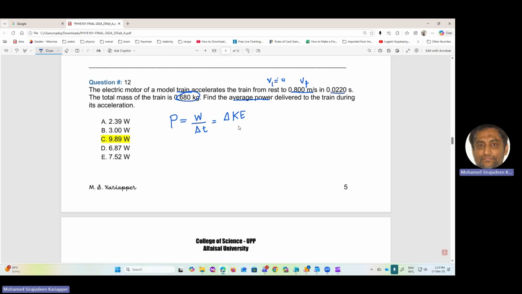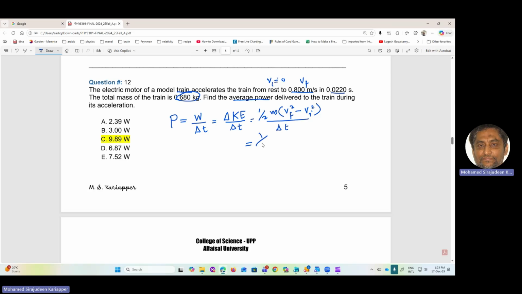So that will be because we have the initial speed and the final speed. From that, we can get the change in the kinetic energy. And the time duration is also given to us. So we can get the power simply by dividing the change in the kinetic energy, which I can write as half m, final speed squared minus initial speed squared, divided by the time. So it's now a matter of substitution.